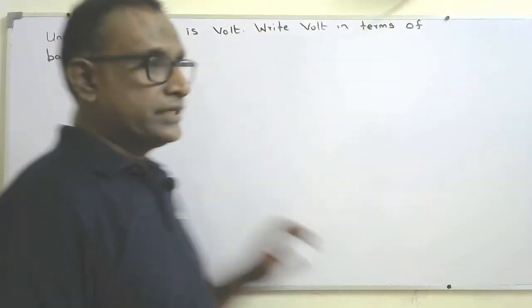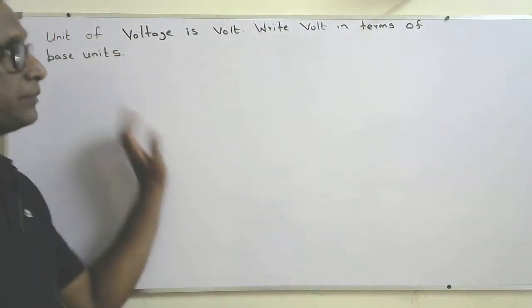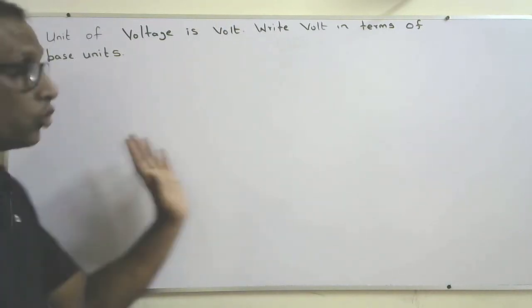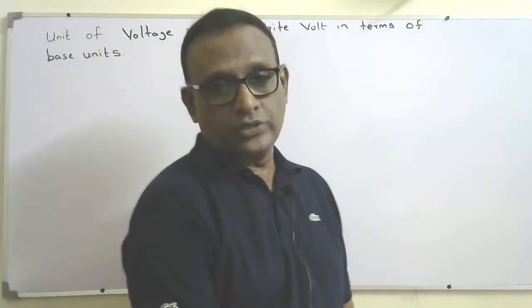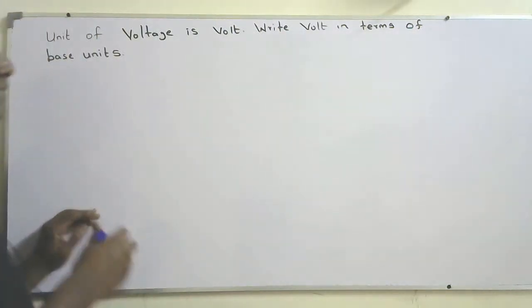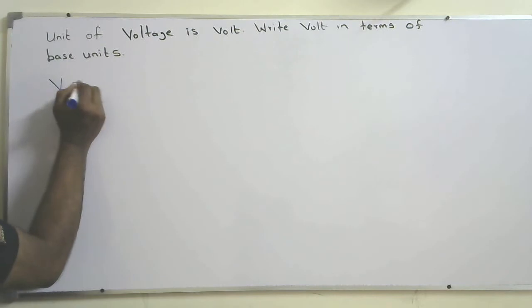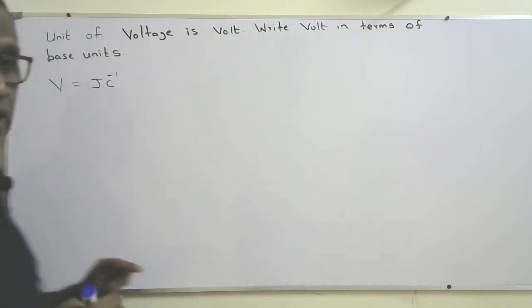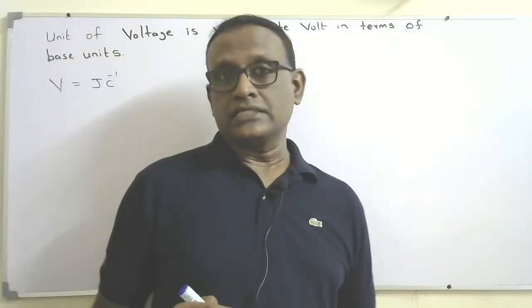Okay, it's a common question that came in past papers. Unit of voltage is volt; write volt in terms of base units. You know, volt is a derived unit. So how to write that? Volt is equal to joule per coulomb. Both joule and coulomb are derived units.